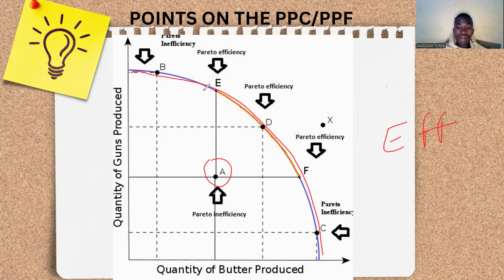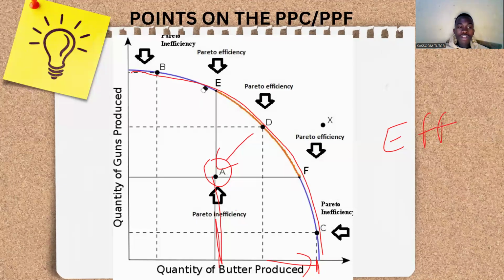Meaning that we can produce here, but we're producing here. We have the potential to produce at this level, but we're producing at that level, which is inefficient. Some resources are not being used, okay?